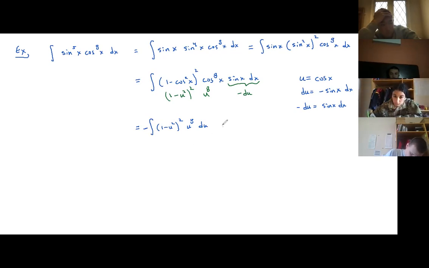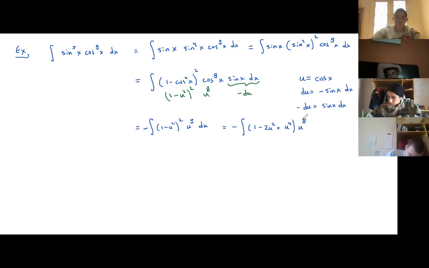And then I got to square the things on the inside. That's going to be 1 minus 2u squared plus u to the 4th. Think about how you square something, write it out step by step if you need to. And every step that I'm taking here is just an algebra step, right?